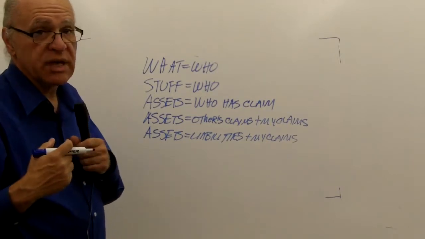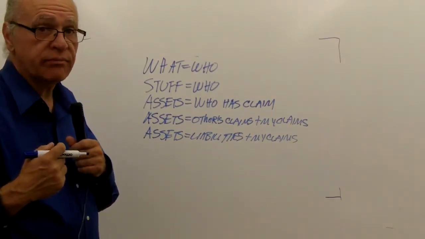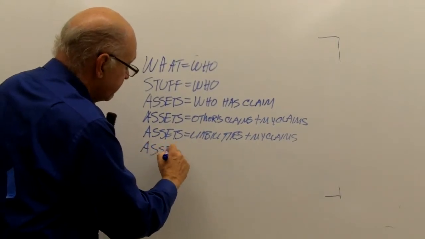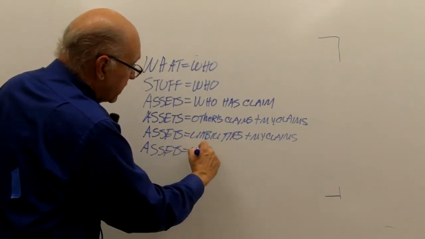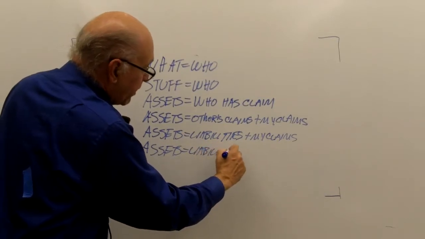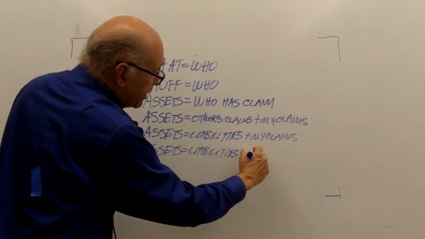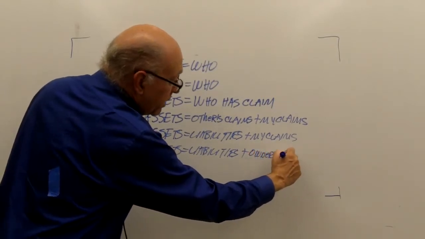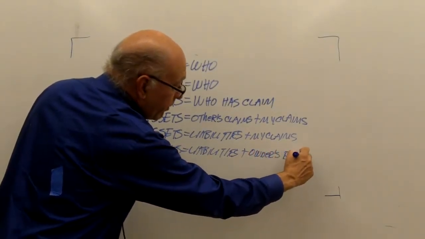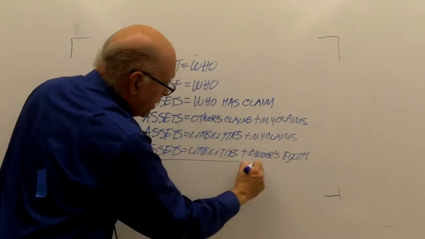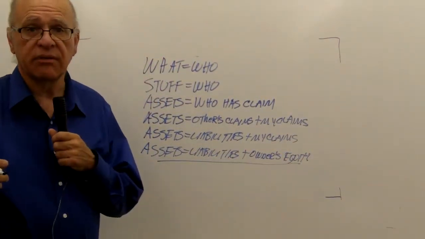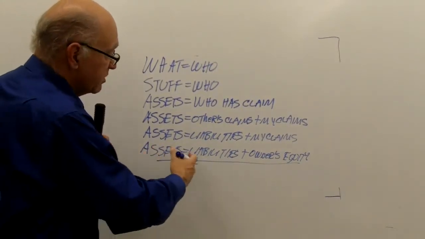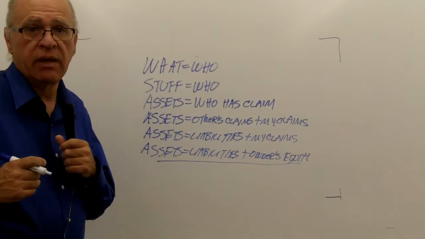We also have a more technical word for claims. They are called equities. So assets equal liabilities plus, I'll call myself the owner, owner's equity. For some of you, that might sound familiar. That is the formal accounting equation. Assets equal liabilities plus owner's equity.